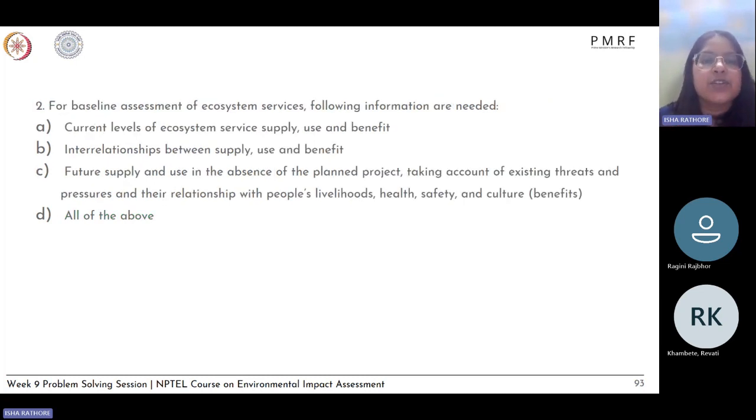So, for baseline assessment of ecosystem services, the following information is needed. A, current level of ecosystem service supply, use, and benefit. B, interrelationship between supply, use, and benefit. C, future supply and use in the absence of the planned project, taking account of existing threats and pressures and their relationship with people's livelihood, health, safety, and culture benefits. Or D, all of the above. So for establishing the baseline for ecosystem services, what information is considered?